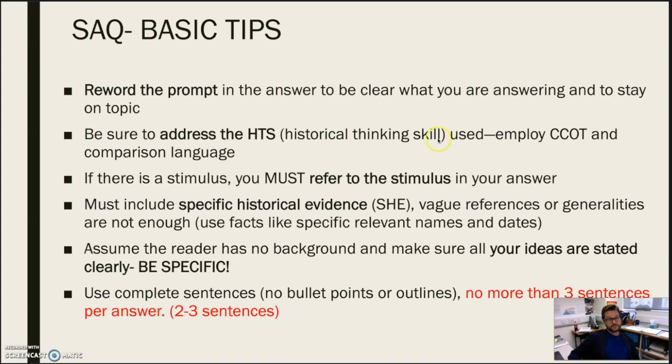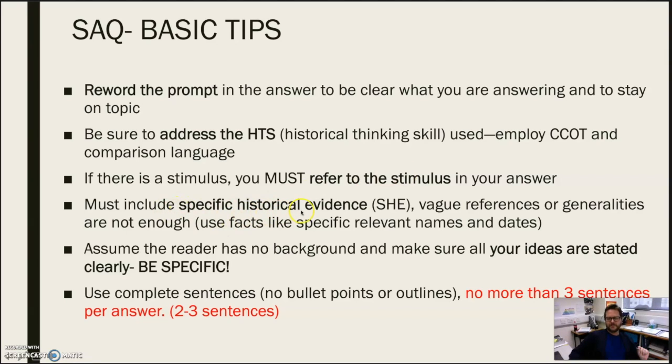So some basic tips. Reword the prompt in the answer to be clear what you are answering and to stay on topic. Be sure to address the historical thinking skill used. If it's a compare and contrast question, you better compare and contrast. You better use that comparison language. If it's continuity and change, you better use that language in there. If there's a stimulus, you must refer to the stimulus in your answer. Don't just go way off on some tangent. If there's a stimulus there, use that stimulus.